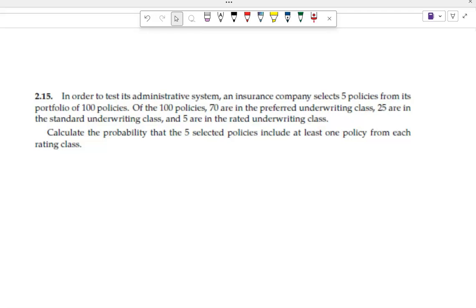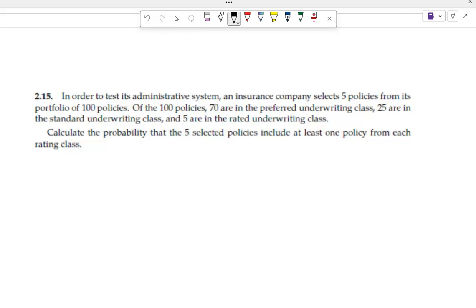So again, here we've got one big group, but again, we're divided into 3 smaller groups. We've got a big group of 100, and we're going to select 5 policies from that group of 100. So without worrying about what the problem is asking you to calculate for probability, the overall thing that you're doing is selecting 5 from a group of 100.